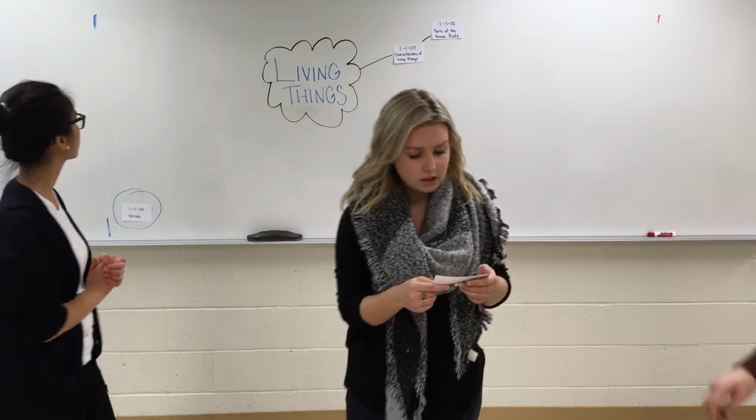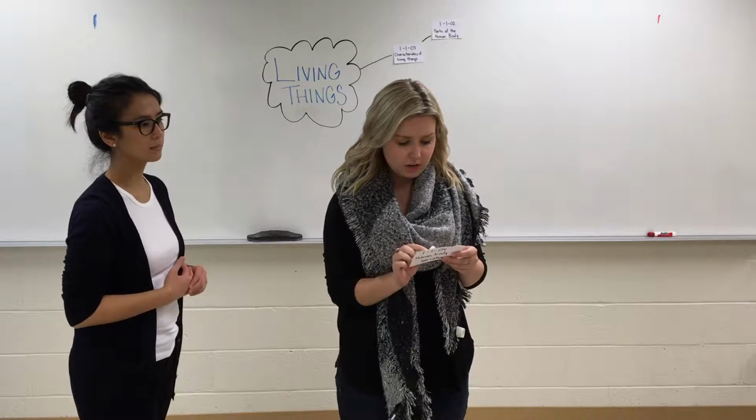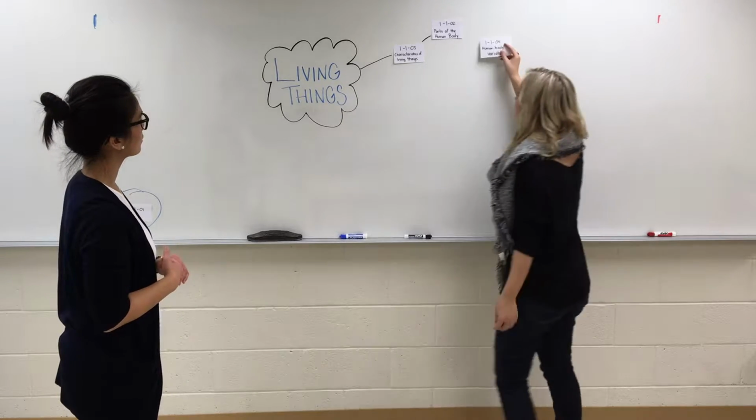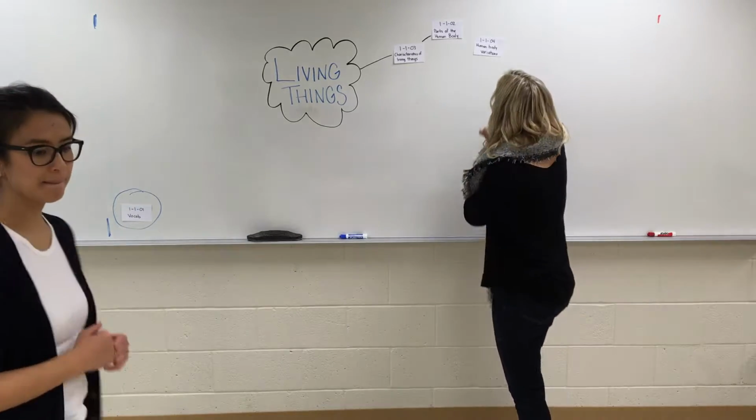So I got SLO number 4, human body variations, and it says identify and appreciate variations that make each human unique. So I think this definitely comes after or with parts of the human body. So I'm going to connect those two.